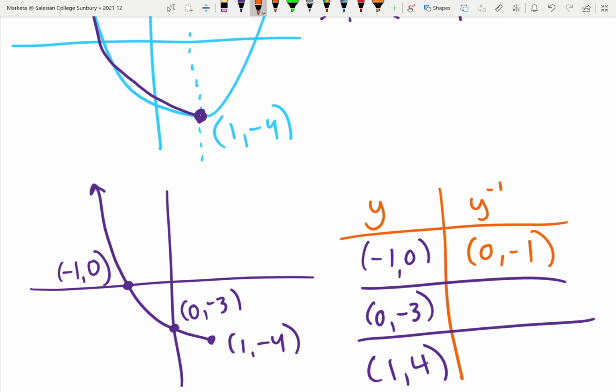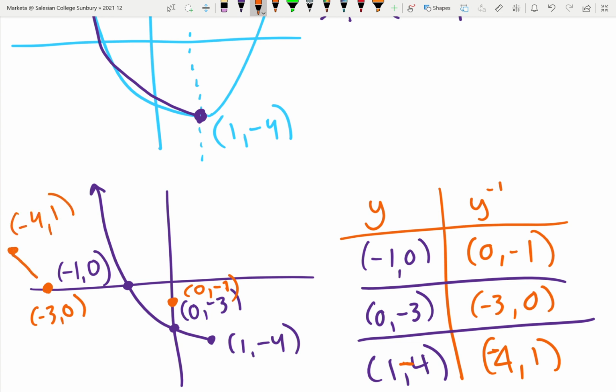So let's put that on. 0, negative 1, put that one there. And 0, negative 3 becomes negative 3, 0. And then 1, negative 4 would become negative 4, 1. Oh, hold on, 1, negative 4, no wonder, would become negative 4, 1. So negative 4, 1, that's better.